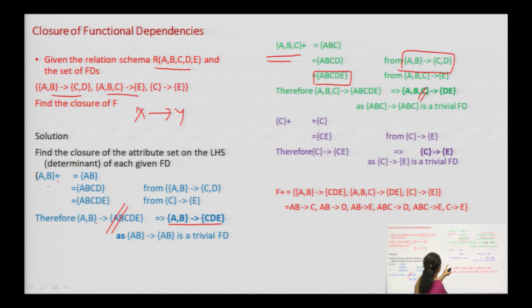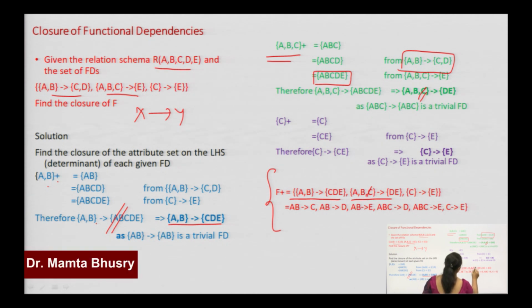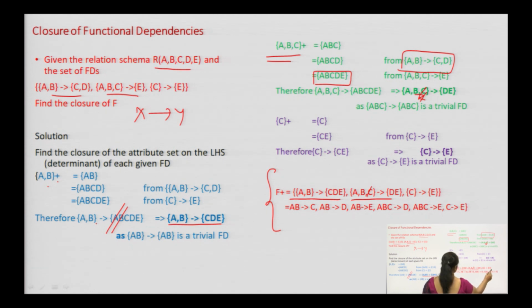So, we have taken the closure of AB, the closure of ABC, and the closure of C. In this case we see that the closure of the given set of functional dependencies is AB to CDE, ABC to DE, C to E, which is also, if we decompose the right hand side, AB to C, AB to D, AB to E, ABC to D, ABC to E, and C to E, which is the closure F plus.